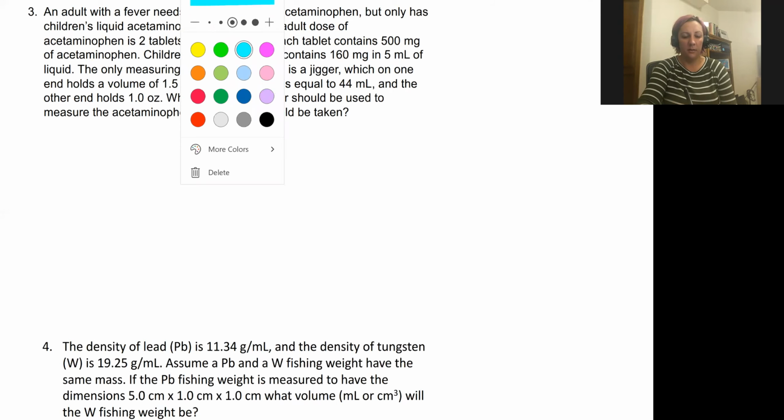Let's get a different color. So an adult with a fever needs to take a dose of acetaminophen, but only has children's liquid acetaminophen available. An adult dose of acetaminophen is 2 tablets every 6 hours, and each tablet contains 500 milligrams of acetaminophen. Children's acetaminophen contains 160 milligrams in 5 milliliters of the liquid. The only measuring device in the house is a jigger, where one end holds a volume of 1.5 ounces, which is equal to 44 milliliters, and the other end holds 1 ounce. Of which side of the jigger should be used to measure the acetaminophen and what volume should be taken?